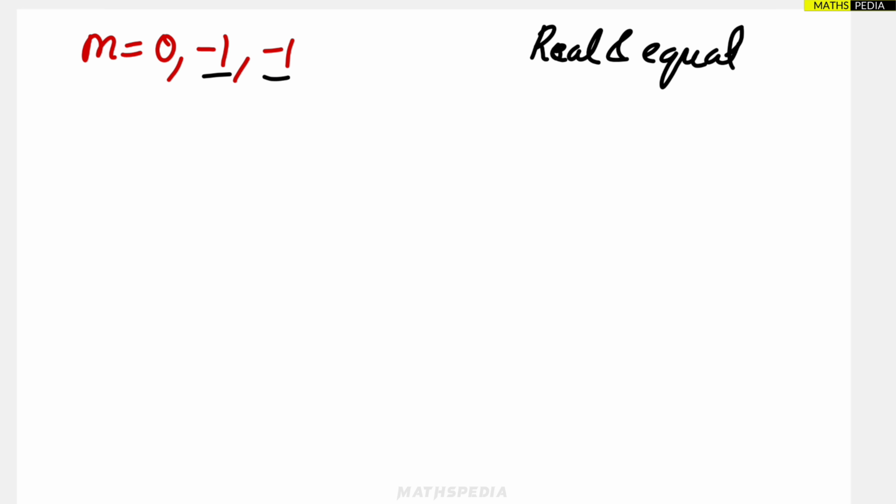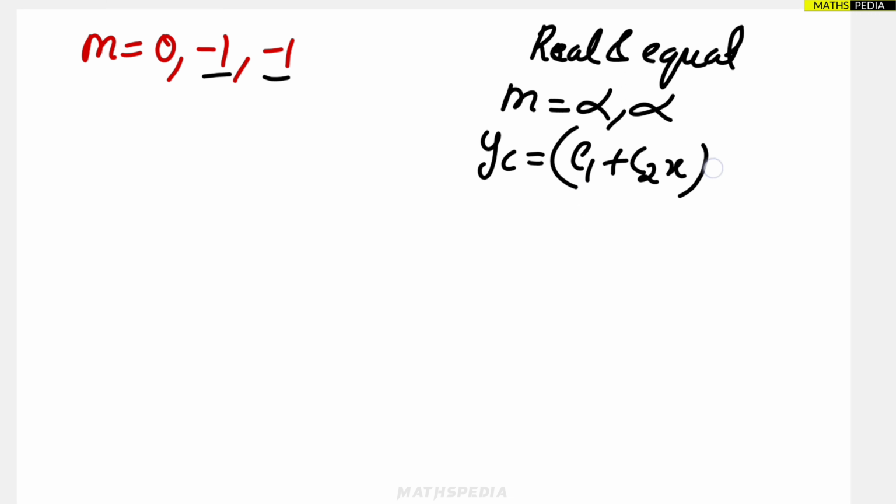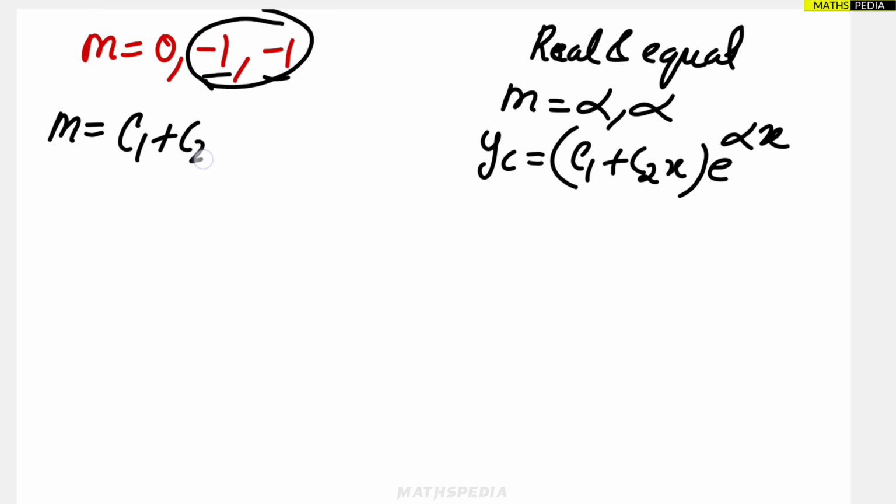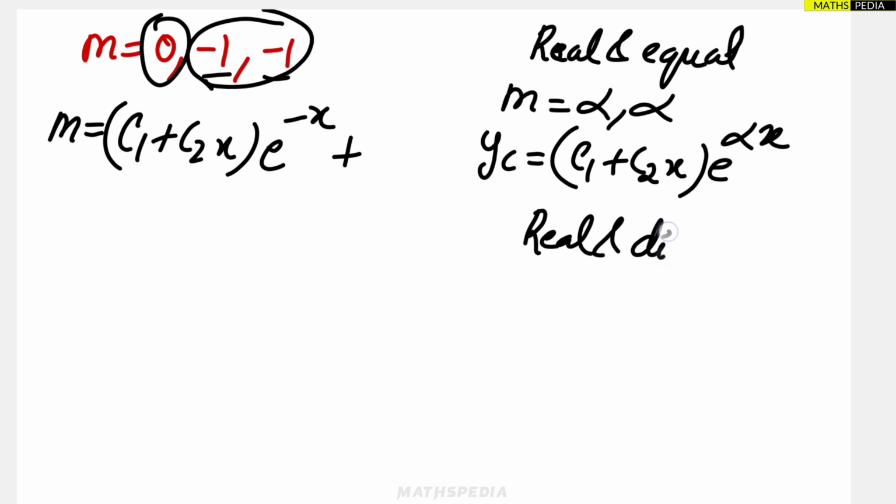That means for the roots of m, we are getting alpha and alpha, suppose equal roots. Then yc value can be written as (c1 plus c2x) into whole e power alpha x. This is how you have to write, right? So first we'll write that for this two roots, (c1 plus c2x) into whole e power minus 1x, so e power minus x we can write, plus what about 0? This comes under the category of real and distinct roots. It is a separate root, right?